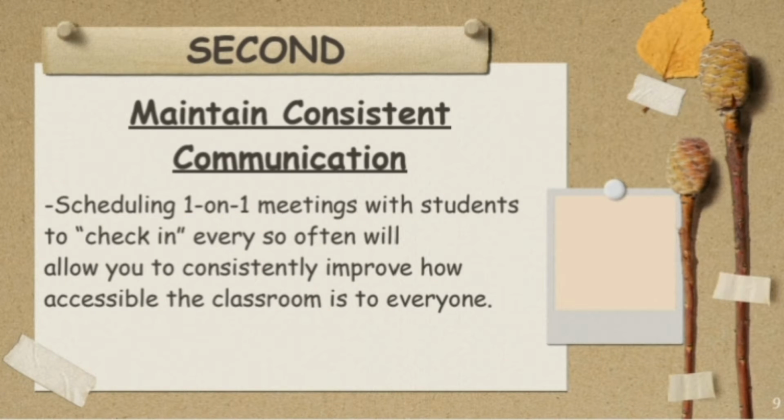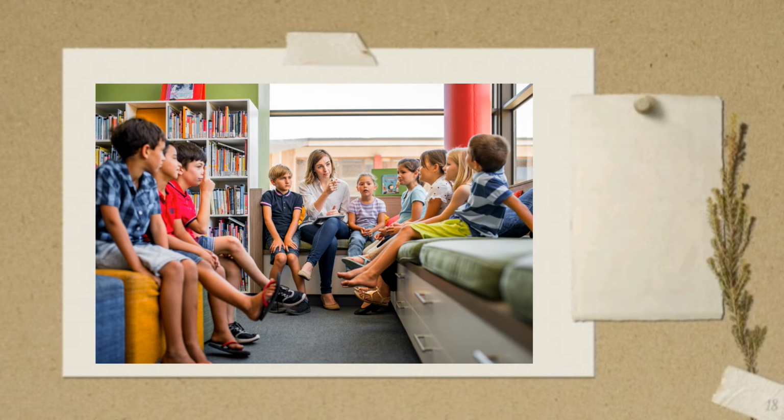Second is maintain consistent communication. Scheduling one-on-one meetings with the students to check in every so often will allow you to consistently improve how accessible the classroom is to everyone. It is an opportunity to discuss their progress in the class and offer guidance on how the students could improve based on their needs.